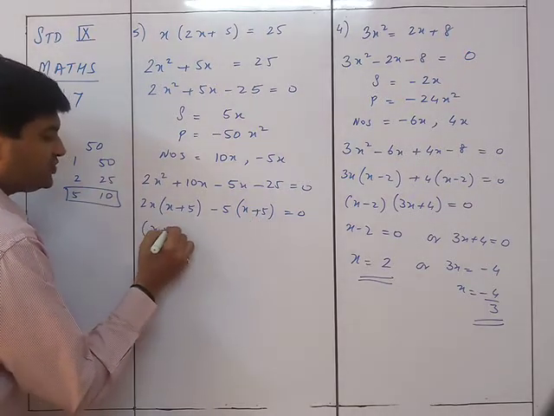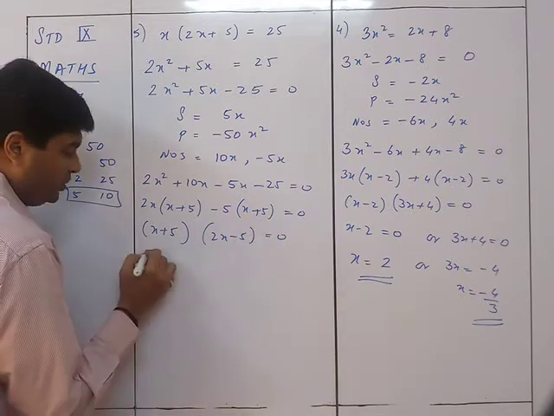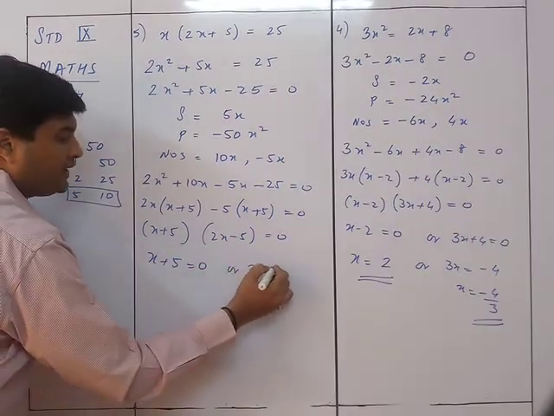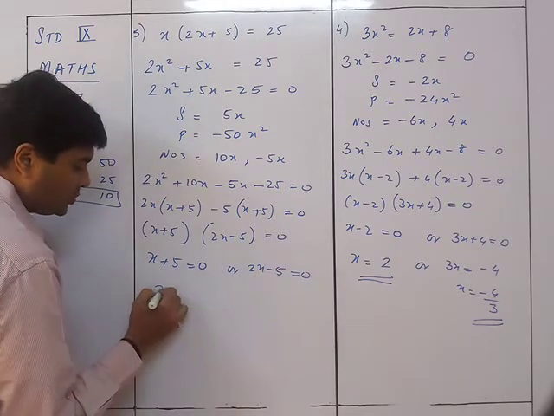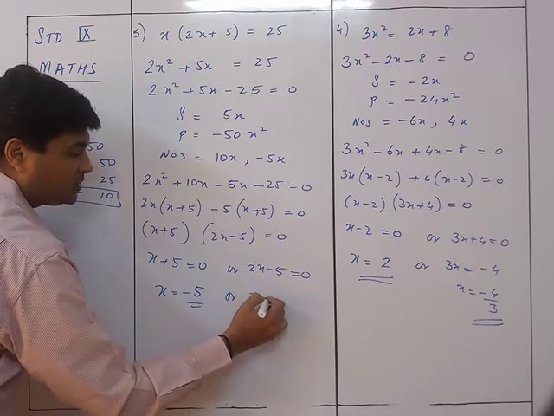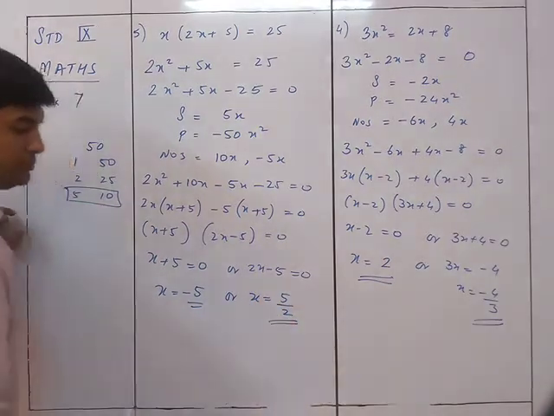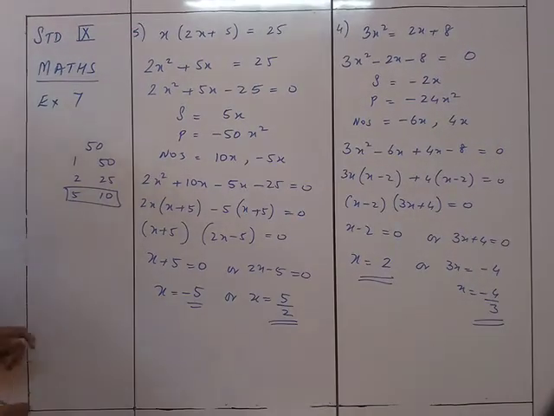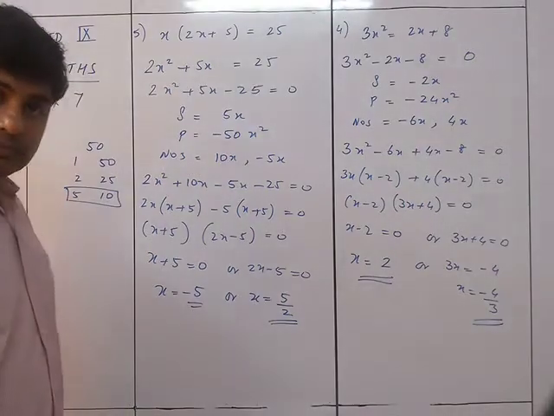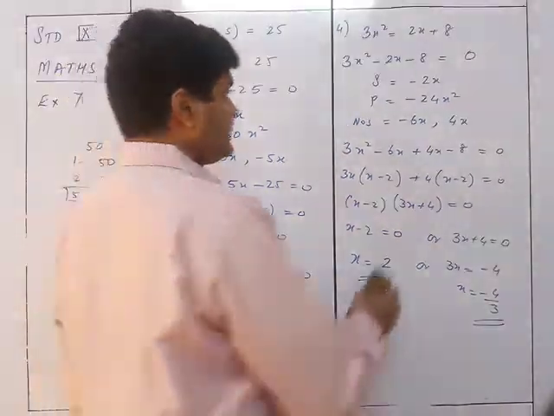So we get x plus 5, 2x minus 5 is equals to 0. So x plus 5 is equals to 0, or 2x minus 5 is equals to 0. So x is equals to minus 5, or x is equals to 5 upon 2. Understood? This was sum number 5. We now move on to sum number 6.